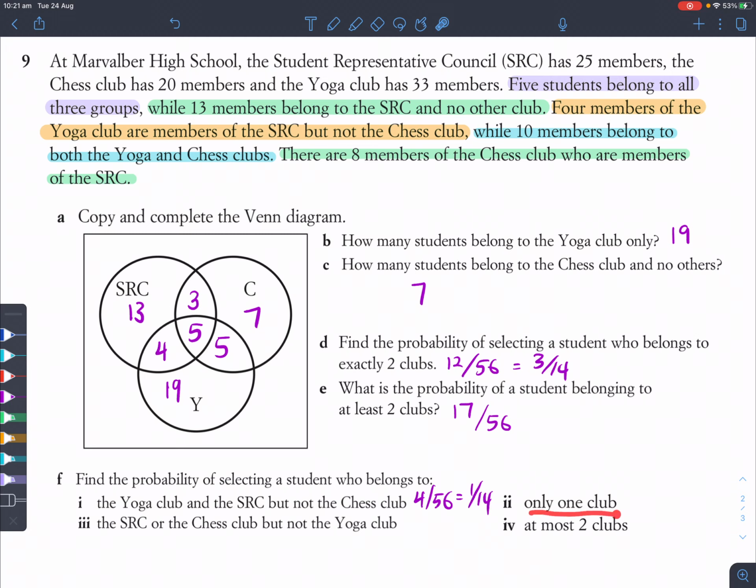Now, if we look at only the people with 1 club, that'll be these 3. So 13, 7, and 19. So if I add it together, that will get 39 out of 56.